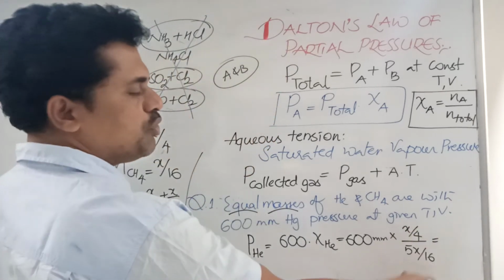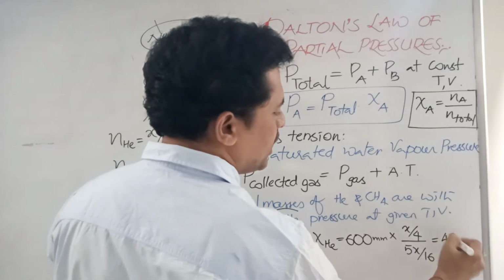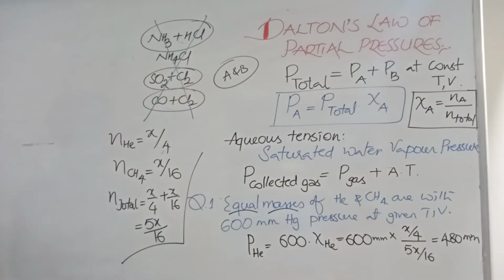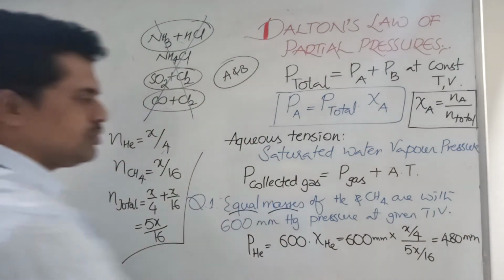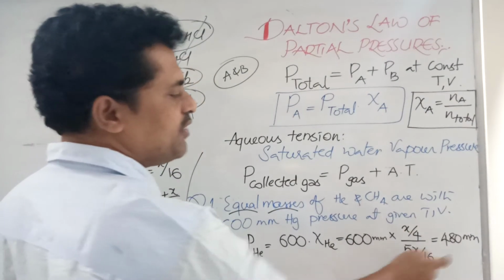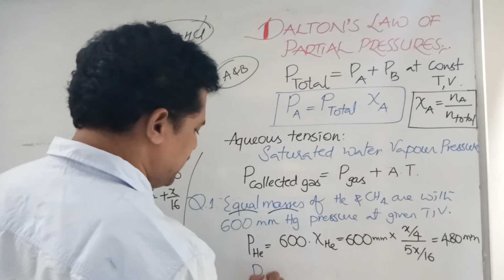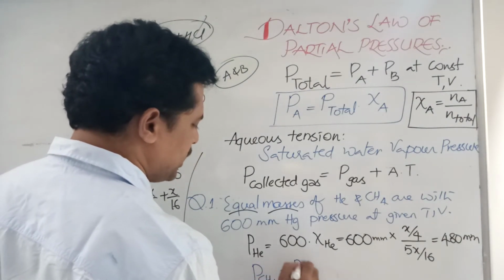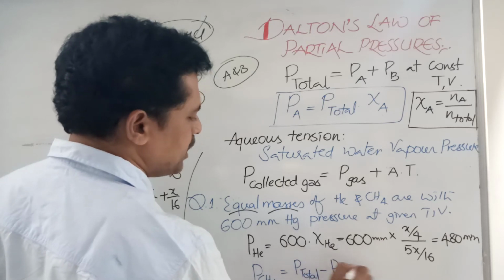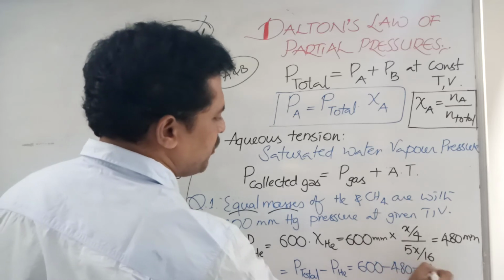If you simplify, 4 by 4s, the 4 will come up, X cancels, 4 by 5 into 600, that will be 480 millimeters of mercury pressure. You can check later: 4 into 600 is 2400, by 5 is 480 millimeters. Now, to calculate the methane pressure, as it is a combination of only two gases, you can directly subtract the pressure of helium. 600 minus 480 equals 120 millimeters.